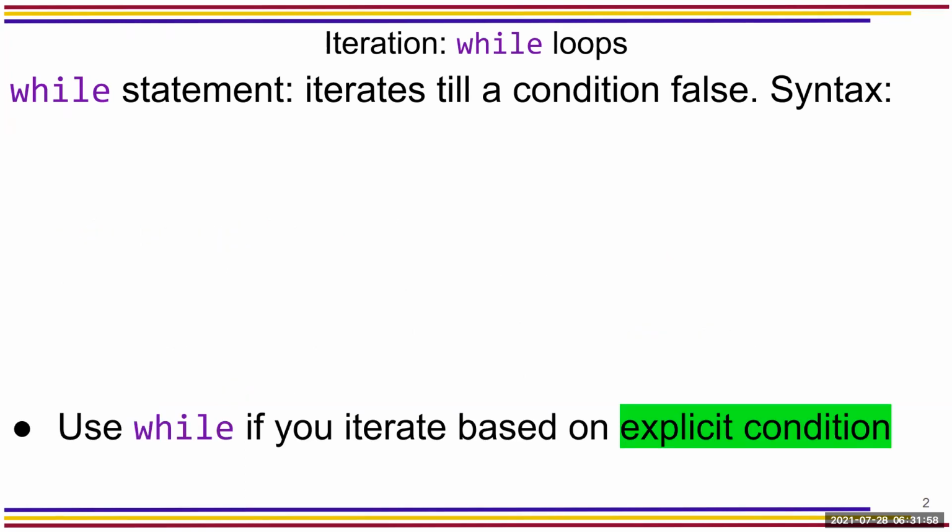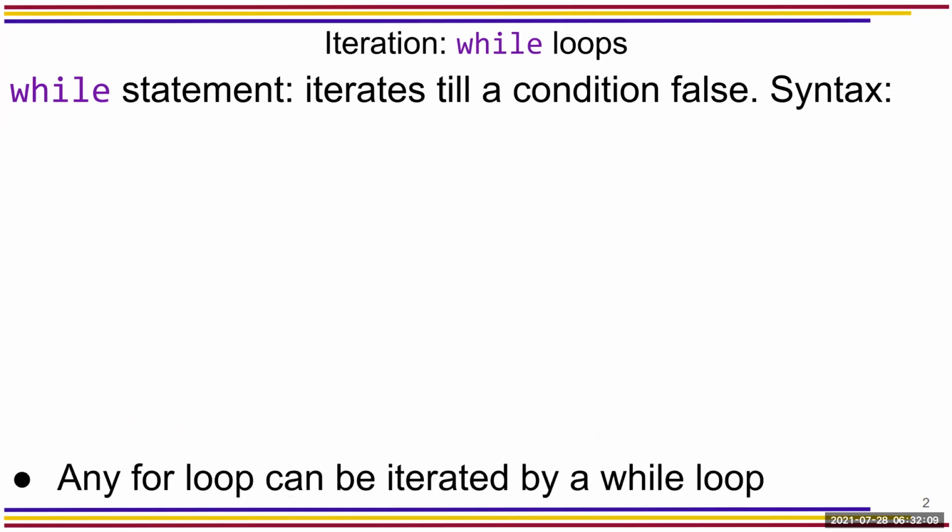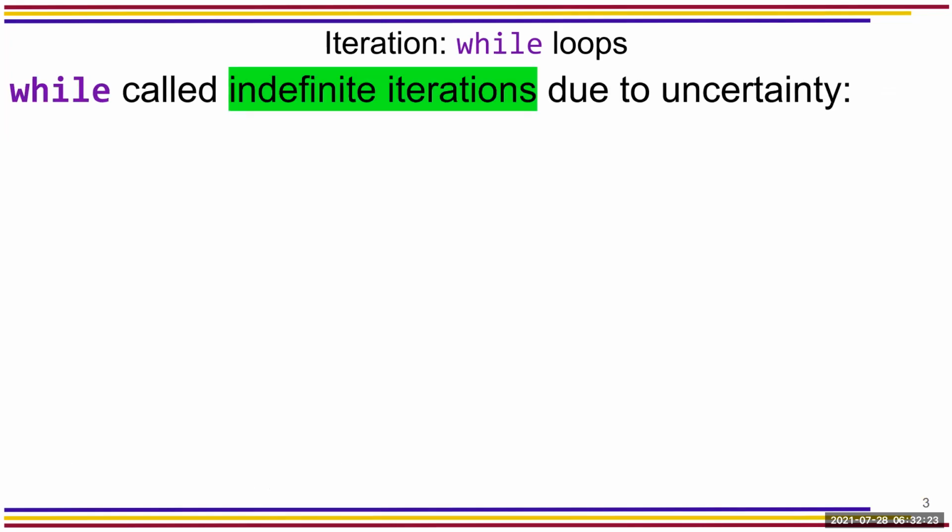So if you want to iterate based on a condition, you can use a while loop. You can also convert any for loop into a while loop as well, because you can check the ending of the for loop in your while loop condition. Since this condition is explicit, we call while loops indefinite iterations, due to that uncertainty of the boolean expression.